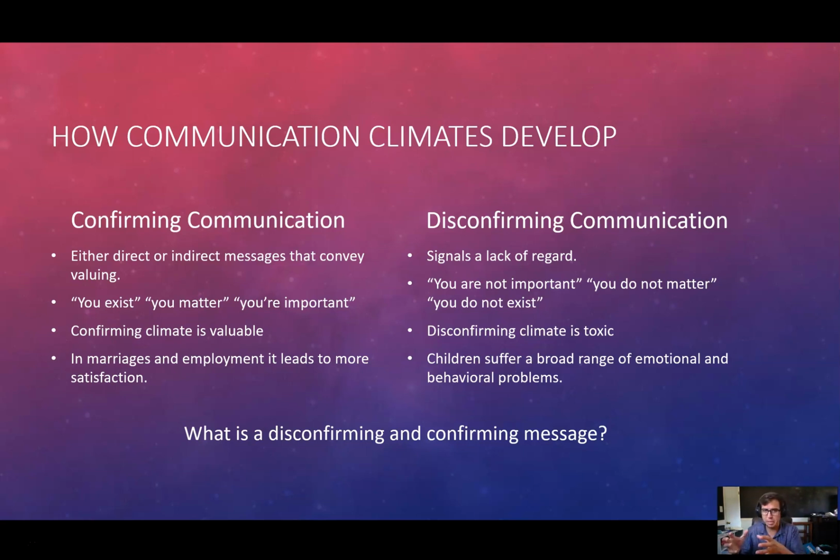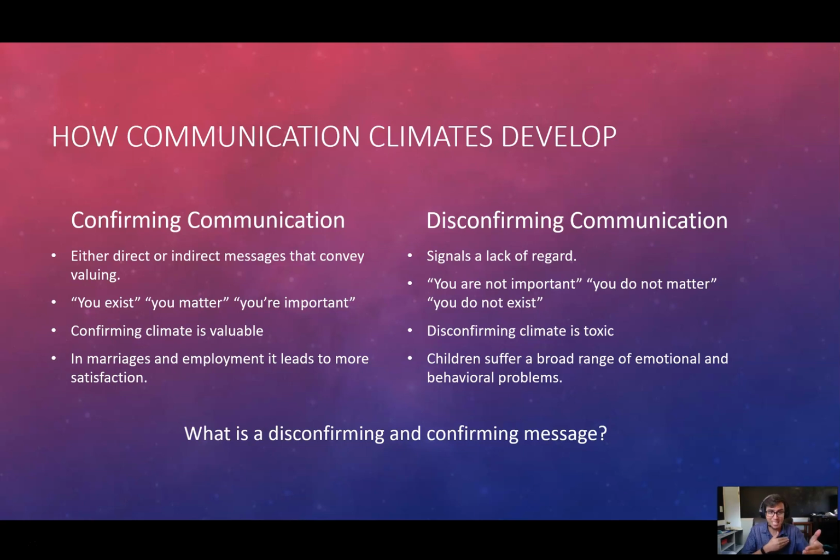That is confirming communication. Disconfirming communication obviously does the opposite. It's where we signal a lack of regard for the other person. It communicates things like, you are not important, you do not matter to me, you do not exist. This disconfirming communication climate is toxic and can have a lot of detriments. Children, for example, suffer a broad range of emotional and behavioral problems when they are raised in climates of disconfirming communication.